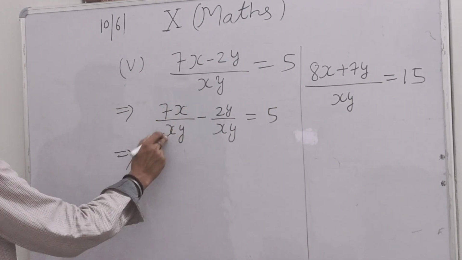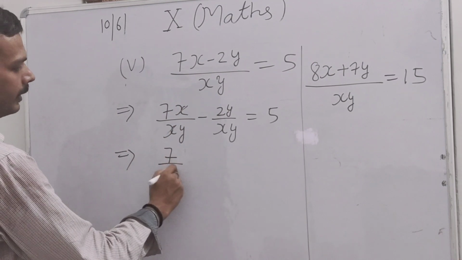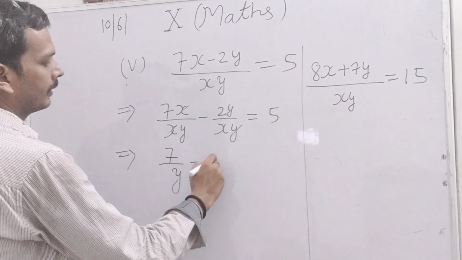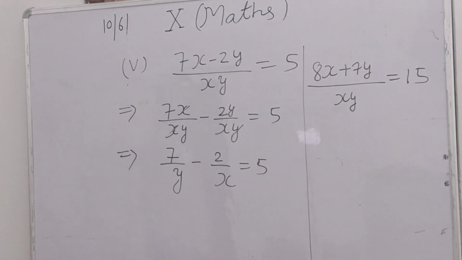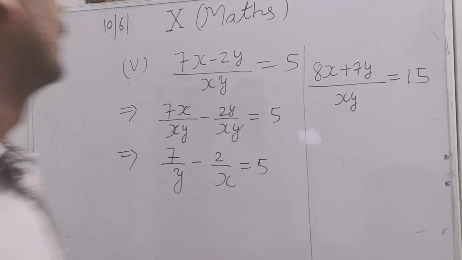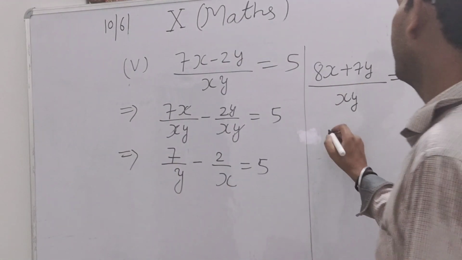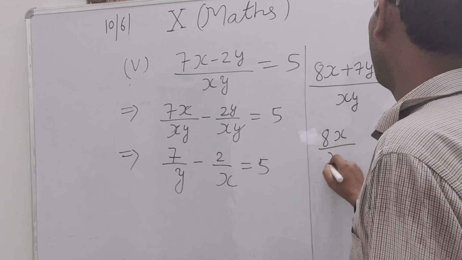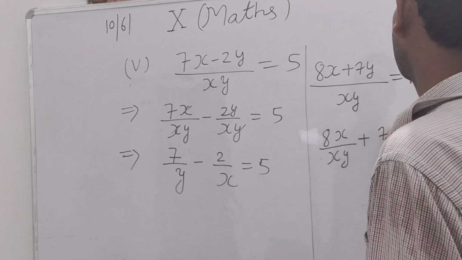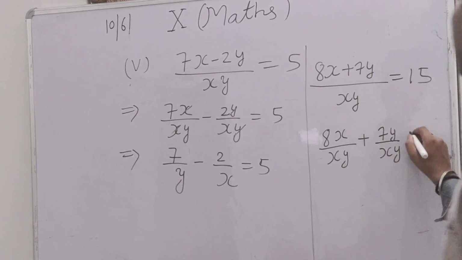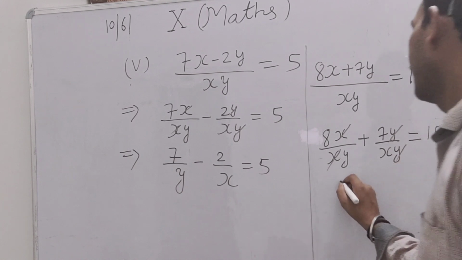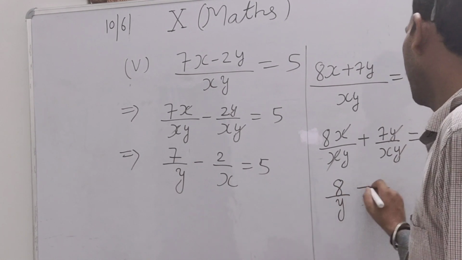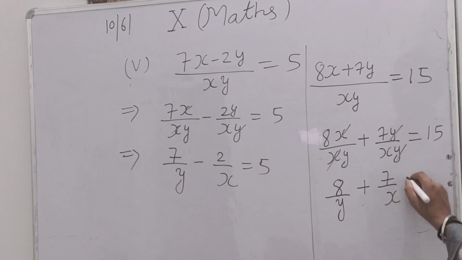Now this x and this x will be cancelled. No need to show it. It will be 7 upon y. This y will be cancelled, it is 2 by x is equal to 5. So 7 upon y minus 2 upon x is equal to 5. Now the next is in the same way: 8x upon xy plus 7y upon xy is equal to 15. So this x and this x and this y and this y are cancelled. So 8 upon y plus 7 upon x is equal to 15.